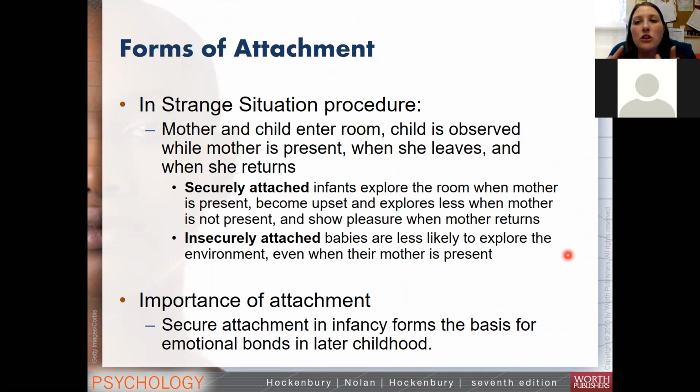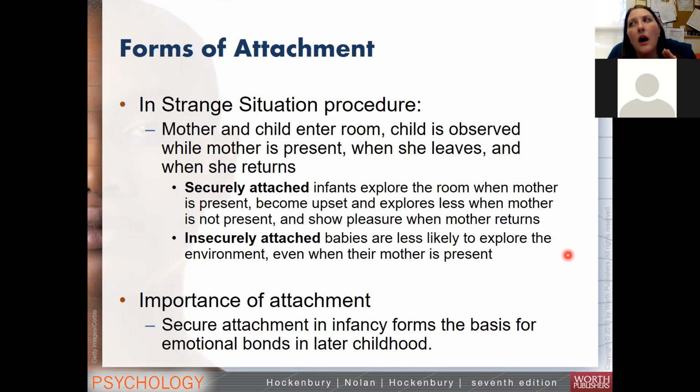Now, an insecurely attached baby. There are variations of this; insecurely attached isn't just one label. There are different variations among insecurely attached babies, and they would react very differently. They may not explore the environment initially, even with the mother. They may not do anything when the mother leaves. They may not get upset.